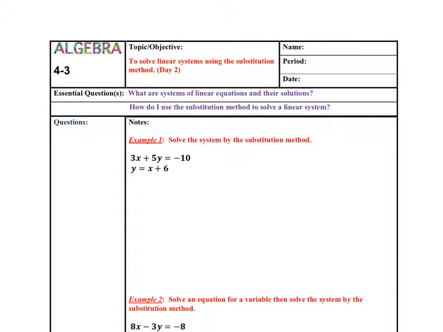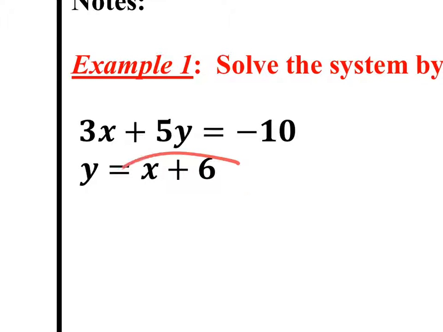Currently, do we have something that's solved for x equals or y equals? Yes. So don't try and solve the first one for x equals or y equals. You already have one. You only need one to be in variable equals format. Okay, so you got y equals x plus 6. So I'm going to circle the x plus 6. It's telling me y is equal to that.